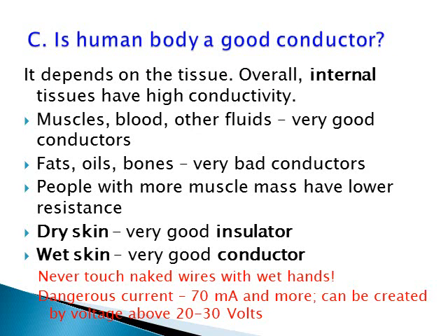The other important question is whether human body is a good conductor. The answer is that the conductance depends on the tissue. Overall, internal tissues have very high conductivity because most of the human body is made of water. So therefore, any tissues that have large water content, such as muscles, blood, or other fluids, are very good conductors. On the other hand, there are parts of the human body that are very bad conductors. Fats, oils, and bones fall into that category. People with more muscle mass have low resistance.